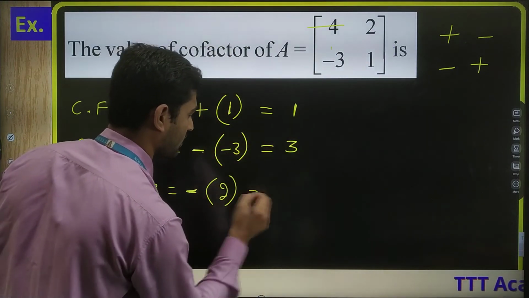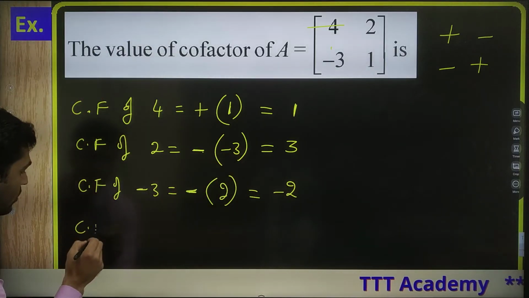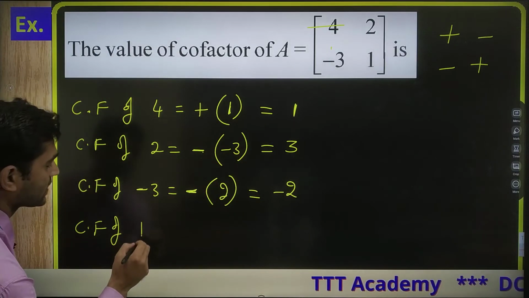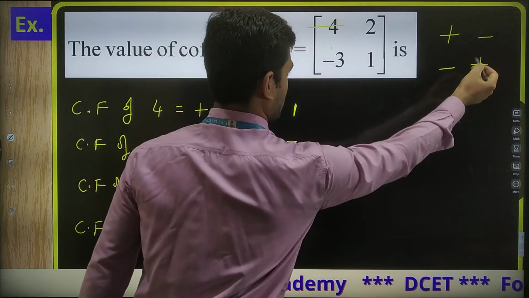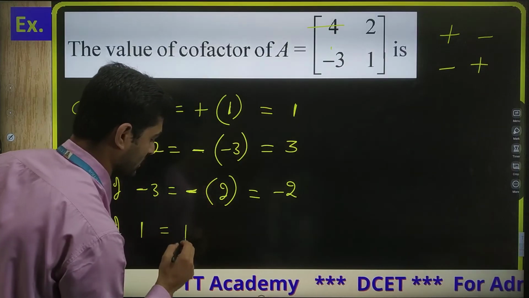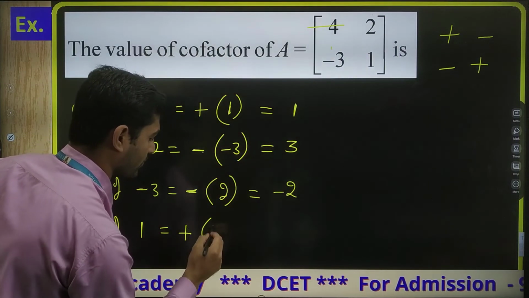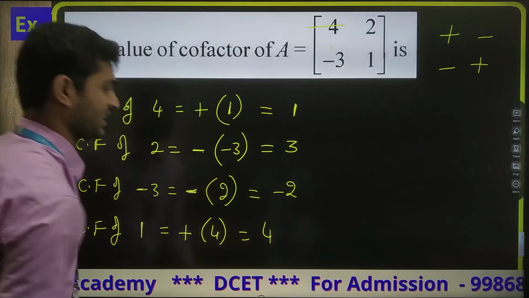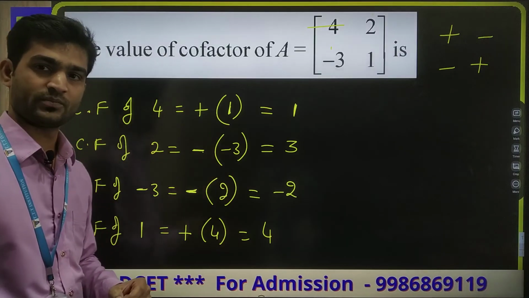So what happens now: plus into minus, minus, minus 2. Next, finally, the cofactor of the last element, that is 1. 1 is here. In that respective element's position, the sign is plus. So plus. If you cancel second row, second column, the value is 4. That is 4. So dear students, these are the cofactors of the respective elements.